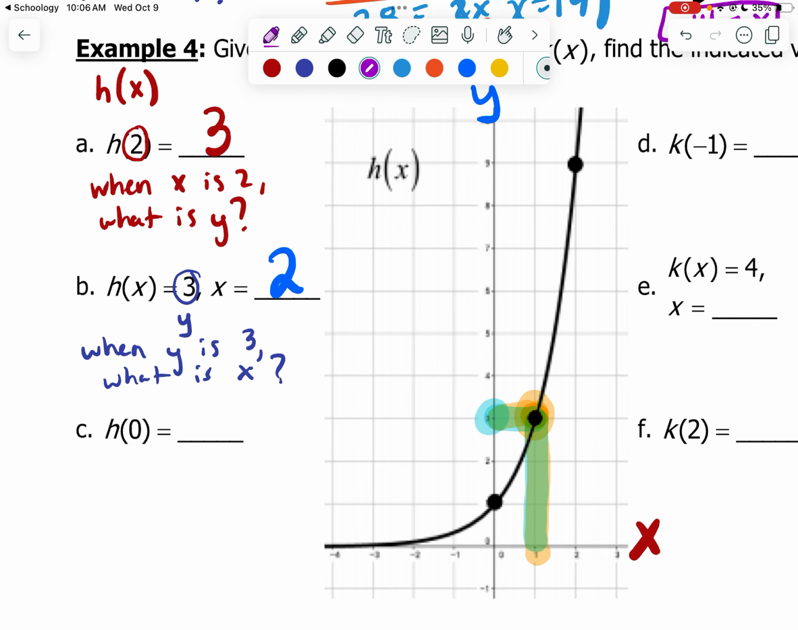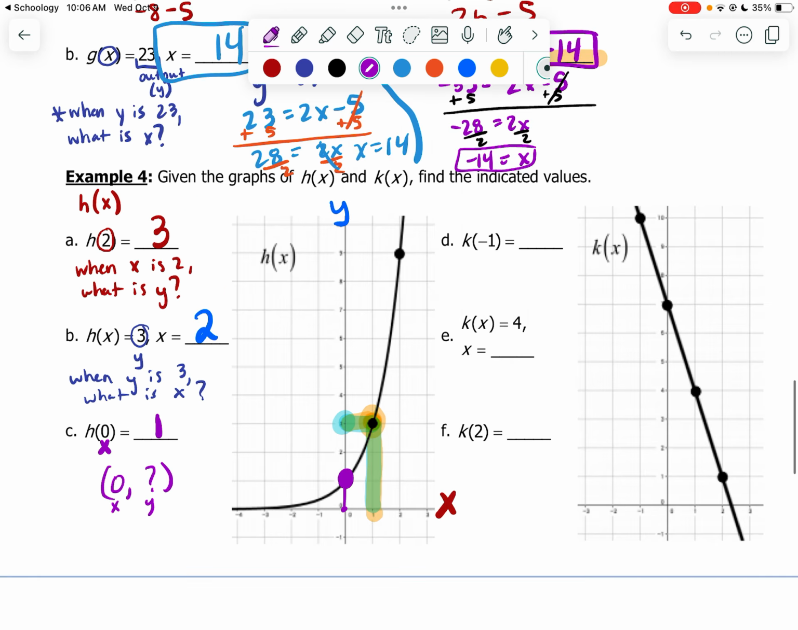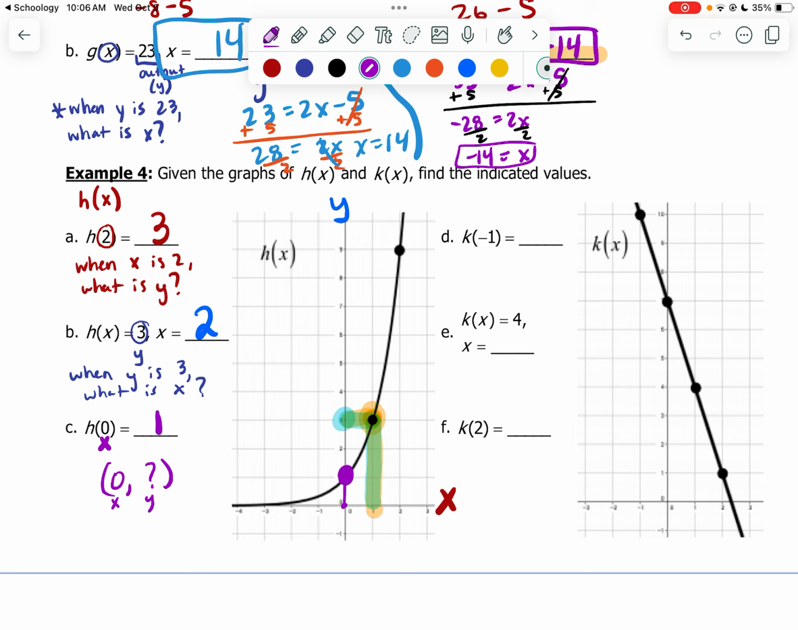Okay, last one, so this inside the parentheses is always x. So when x is 0, it's saying what's the y, right? X comes first, y comes second. So when x is 0, my y is right here where the purple dot is, that's at 1. Okay, all right, last bit here, maybe the sub could pause the video for, let's say maybe 2 minutes, and then we'll come back and check that last graph, and then got a little practice for you.